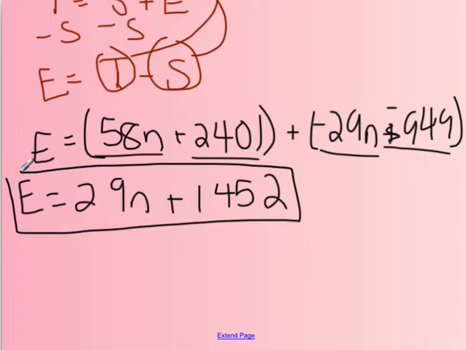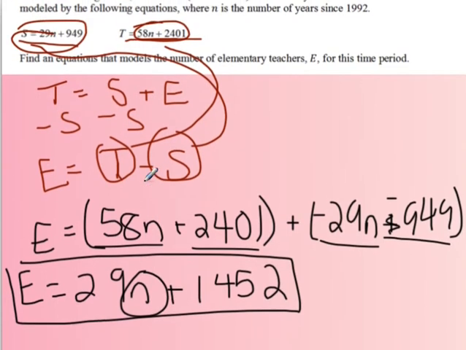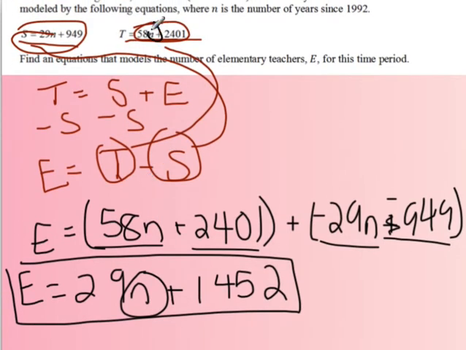So if I gave you that it's 6 years after 1992, you could plug in 6 for n and tell me exactly how many elementary school teachers there are. Plug in 6 for n here, tell the total number of teachers; 6 for n here, you get the number of secondary teachers.